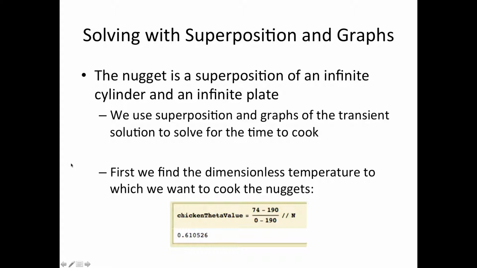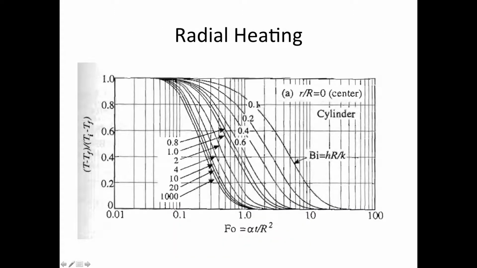The first thing we need to do, though, is to figure out what dimensionless theta value we actually want to cook our nuggets to. I have that down here, and it's 0.61. So that's that. The way we're actually going to solve superposition is we're going to use graphs like this and like this.